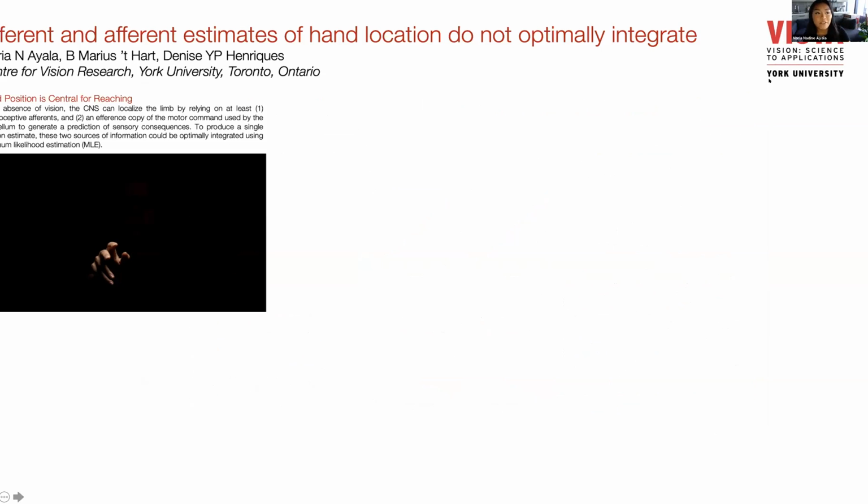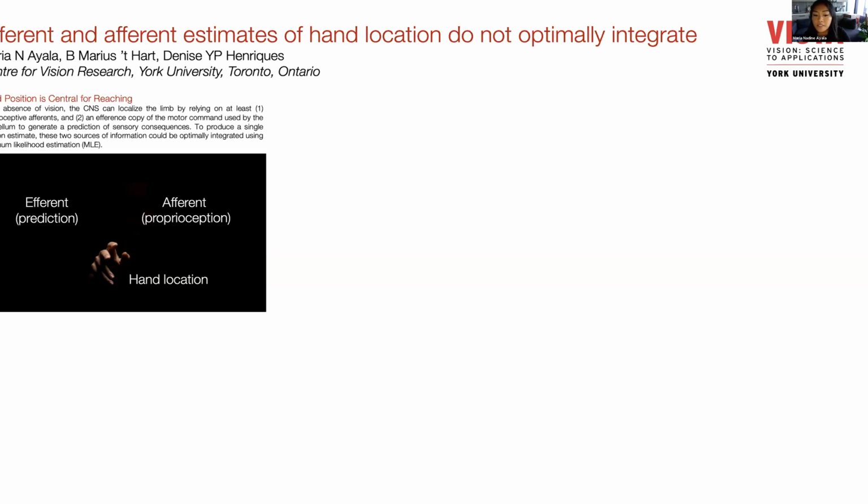So today I'll be presenting on our findings that efferent and afferent estimates of hand location do not optimally integrate. As you know, the CNS can rely on at least two sources of information in order to localize the limb position in the absence of vision. First, we have our proprioceptive afferents from receptors in our limbs, and we have an efference copy of the motor command used by the cerebellum to generate a prediction of sensory consequences. To produce a reliable single estimate about the location of the limb, these two sources of information could be optimally integrated using Bayesian integration or maximum likelihood estimation.